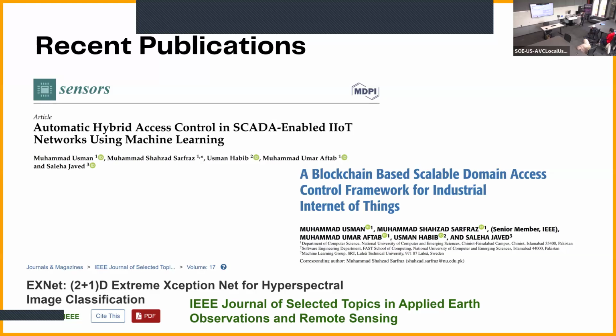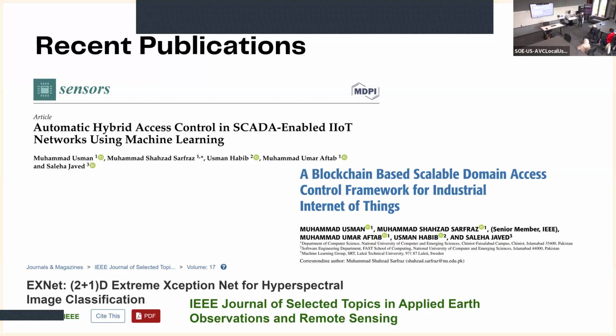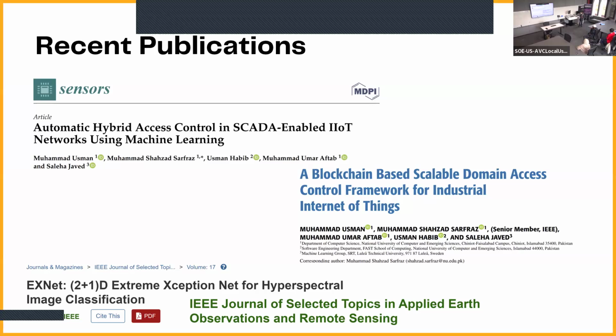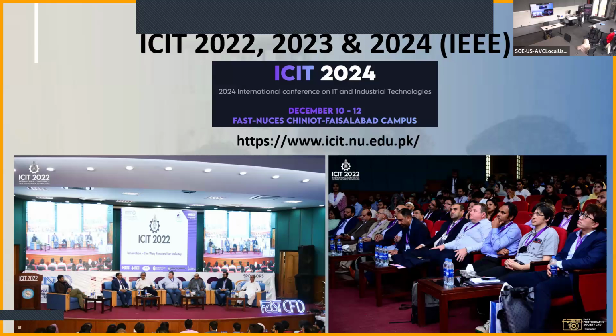It's also Xception Net for hyperspectral image classification. We try to address the issues we have with multispectral data sets. It takes a lot of computation power and needs huge systems to process these data sets. So we try to propose this system, where you can have a highly efficient data set.